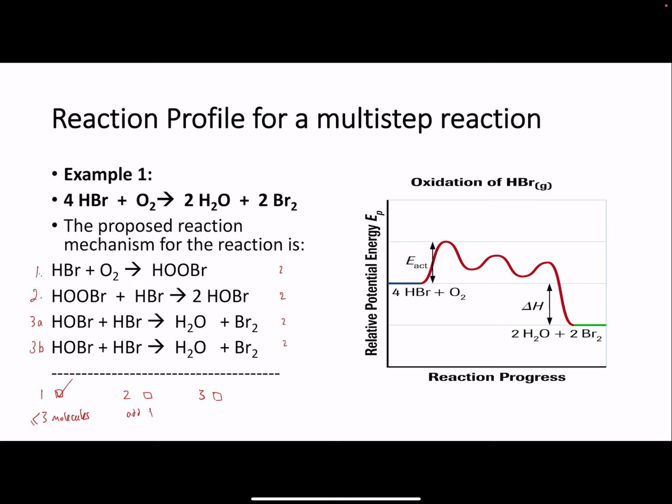Now, the second step. All the steps must add to the target equation. Right, and just making some small notes here. If we cancel out all the reaction intermediates, 2 of those, we can see that there's 1, 2, 3, 4 hydrogen bromides. There's 1 oxygen. There are 2 waters on the product side, and there are 2 bromines on the product side as well. So all of the steps add up to the overall reaction, and everything that's not there is canceled out.